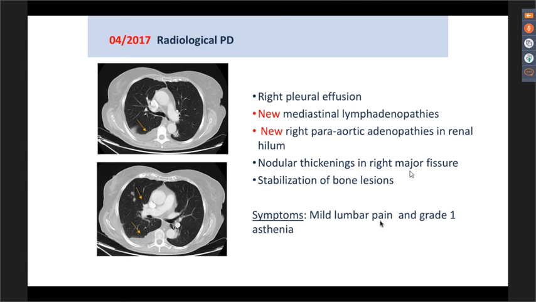But in April 2017, after 24 months of treatment, new mediastinal lymphadenopathies occurred, along with pleural effusion and new right para-aortic adenopathies in renal hilum, even though the patient was not symptomatic, presenting just mild lumbar pain and a grade 1 asthenia.